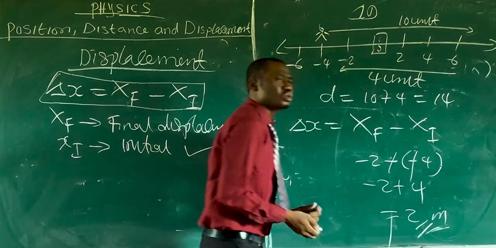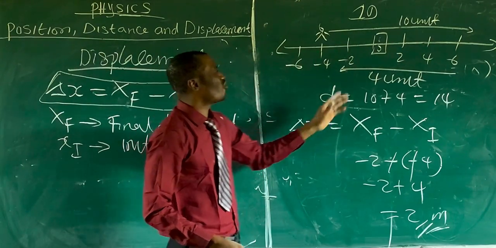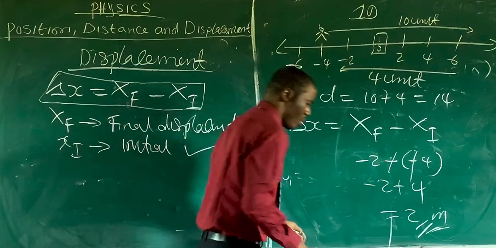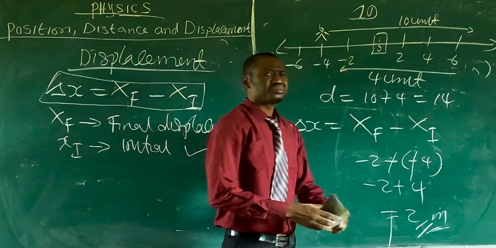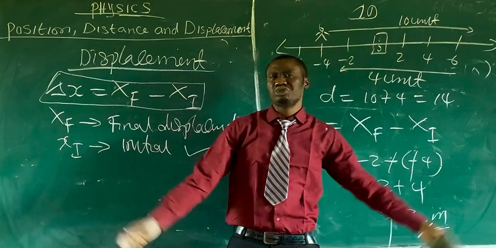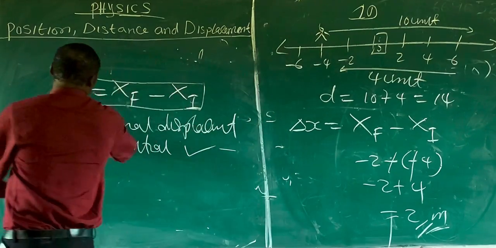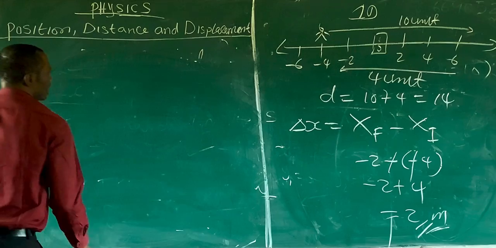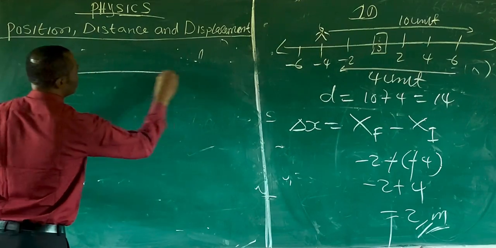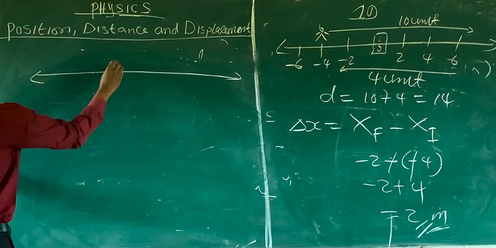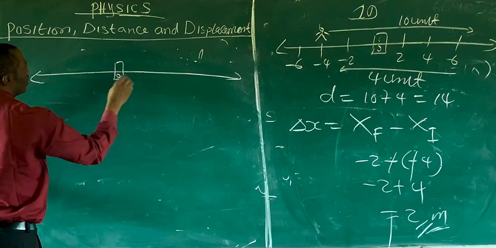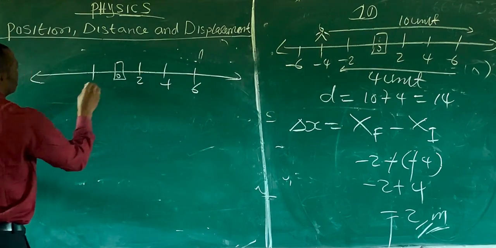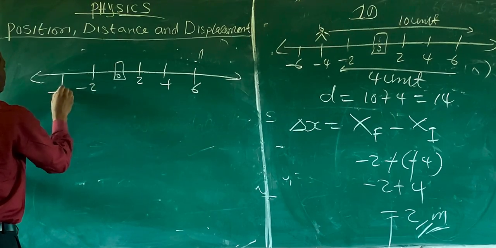So that is 2 meters. In terms of displacement, these things are very easy. Now, we are going to do one more before we go to displacement on the 2D. So let's have another position, something like this. And then we have 0, 2, 4, 6, minus 2, minus 4.